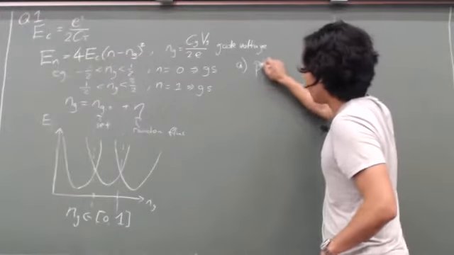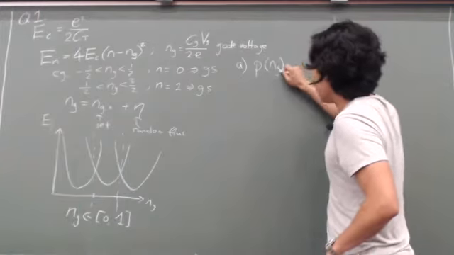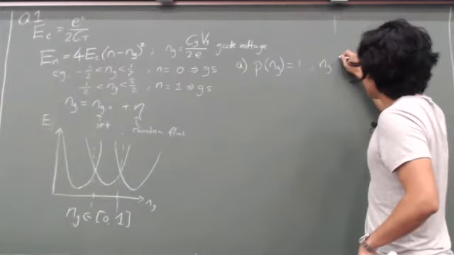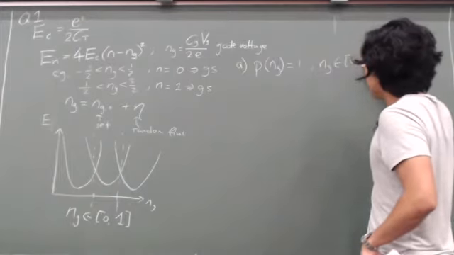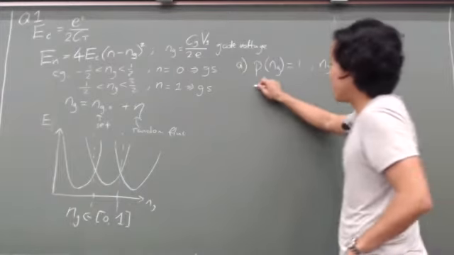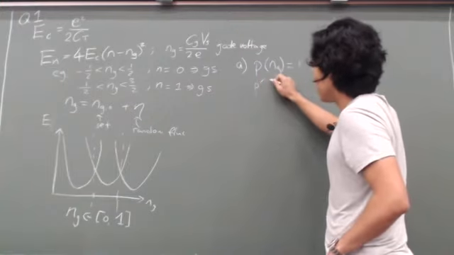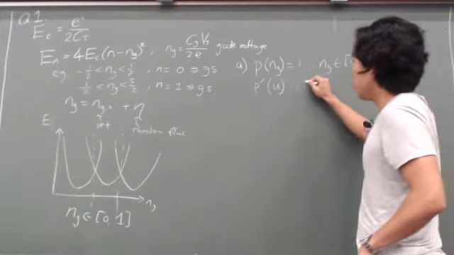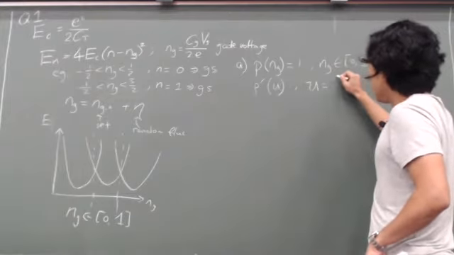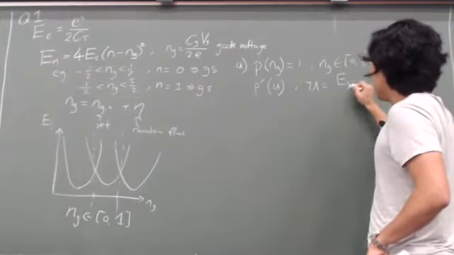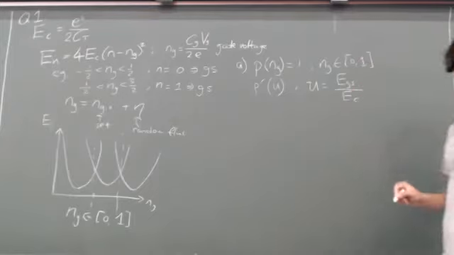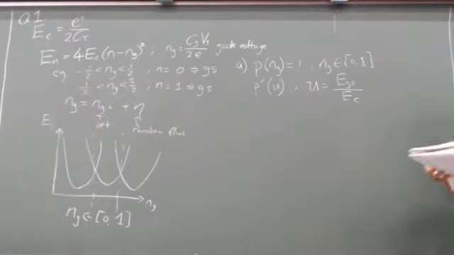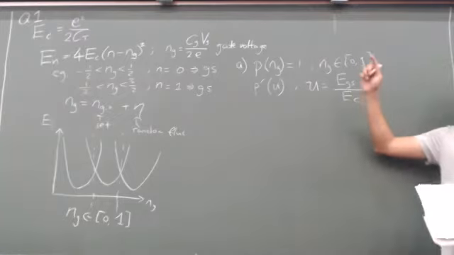Okay, now the actual question, so for part A, what we want to know is if we assume that the gate voltage is uniformly distributed on this 0-1 interval, then we want to find what's the probability density of the ground state energy. So U is defined as your ground state energy in units of this charge energy, the EC. So yeah, we basically just want to find the probability distribution.